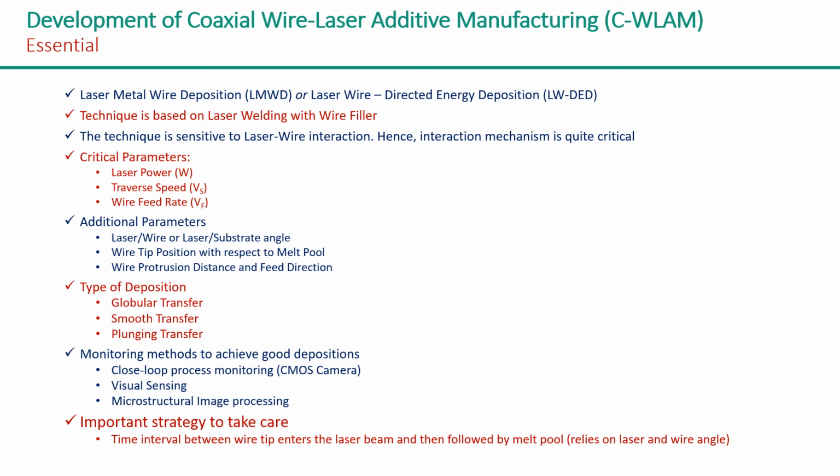Of course, we are also installing a feedback system. We give input to the machine, but to confirm that the machine is working according to that input, we need to install some feedback system. Those feedback systems take the form of a CMOS camera or an IR camera, along with pyrometers, and we install all of them to know exactly what kind of deposition is going on.